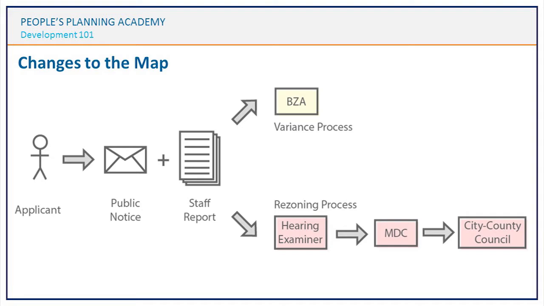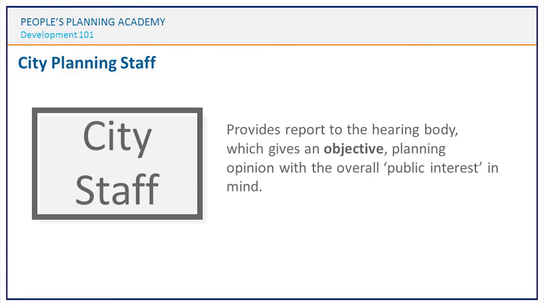So each one of these boxes represents a hearing that takes place. The rezoning process is a 3-hearing process, just to make sure that's clear. All right, so now I'll talk briefly about the entities that are involved in the process.